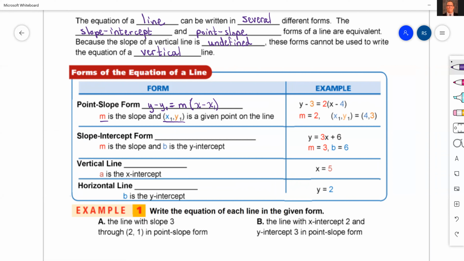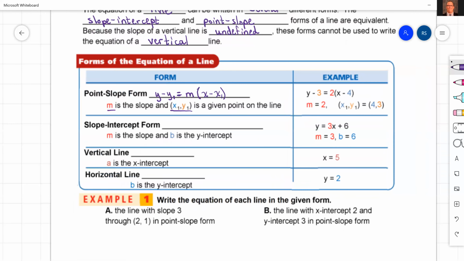And they give us this example. They say the slope is 2, the point is 4, 3. So then our equation would be y minus 3 equals 2 times x minus 4.